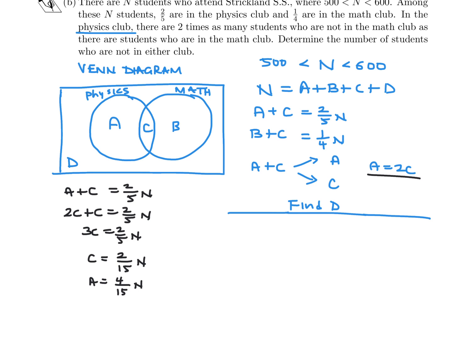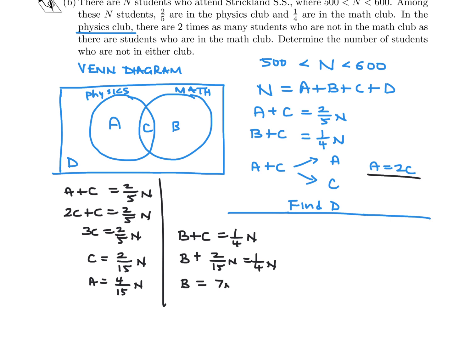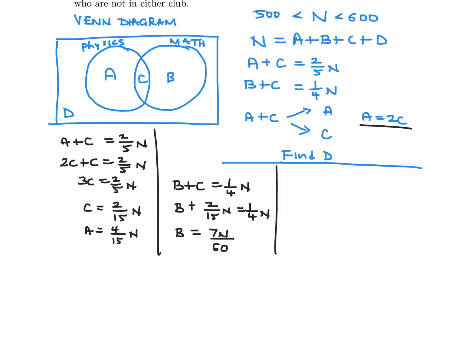I think I did. Okay, so then since we got A and C in terms of N, let's try to get B in terms of N. So B plus C is 1/4 N. Well, I think I can just substitute C, right? So since C is 2/15 N, then I can just do that. And then when I solve for B, get a common denominator and all that, it'll be 7N/60. Okay, so that's pretty good progress. So then what's next now? Now I guess we'll just go to the big equation, since we only have one letter left that's not in terms of N yet, D.